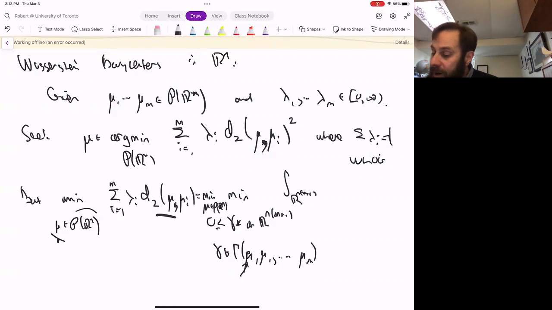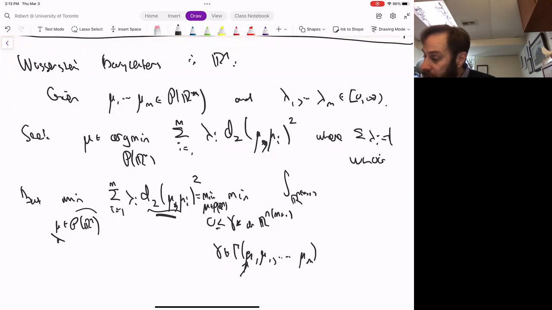But I'm writing the variational problems that define the Wasserstein distance squared. And the variational problems that define the Wasserstein distance squared are basically, I want to minimize something like the sum of lambda i times x minus xi squared, i counting from 1 up to m. And this would all be with respect to d gamma of x, x1, x2 up to xm.